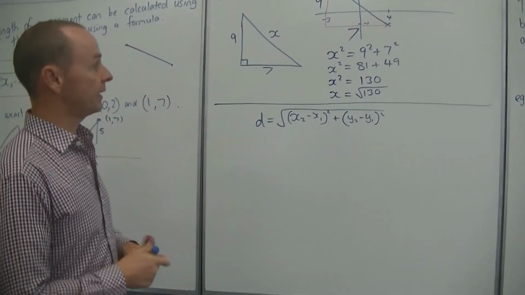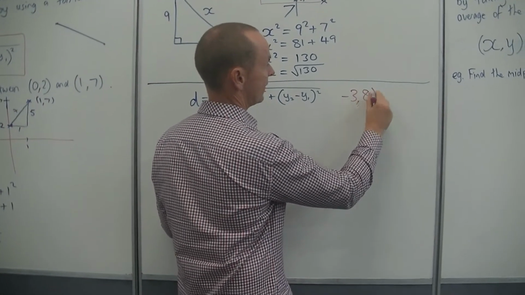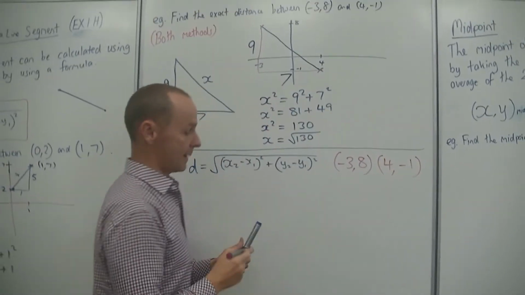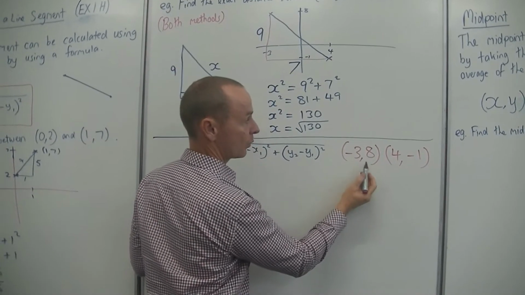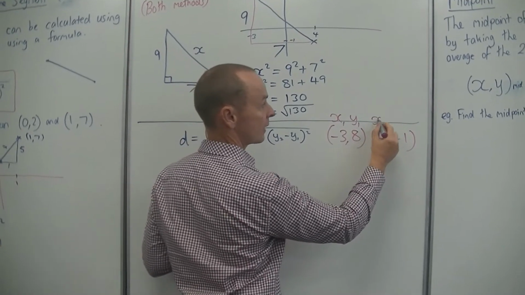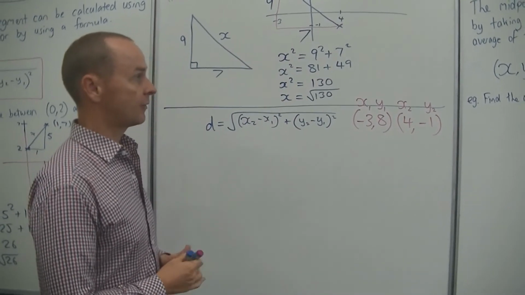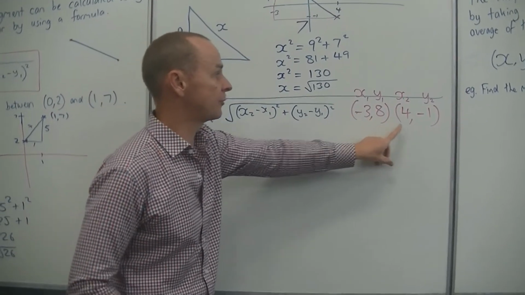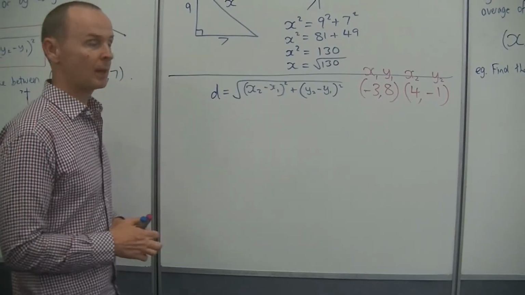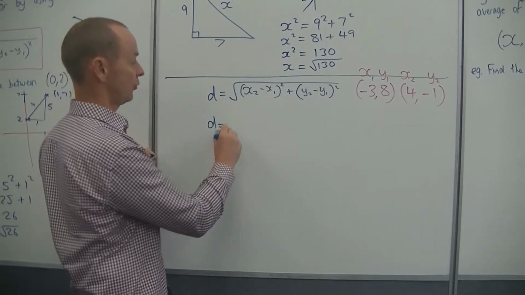Great. Now the first thing you need to do is label the points. We've got minus 3, 8, and we've got 4, minus 1. Label the points. This one can be point 1, so we'll call that x1, and that can be y1. This one can be x2, this one can be y2. Okay, so all we do is substitute those 4 values into this equation and solve for D. This is a bit more complicated, I think, but anyway, you can do whichever method suits you.